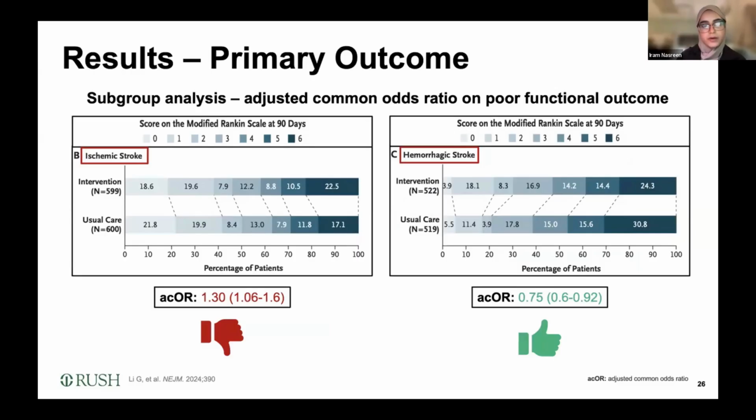And then for patients in the hemorrhagic stroke group, they had an adjusted common odds ratio of 0.75 with a 95% confidence interval of 0.6 to 0.92, meaning that it was more likely for them to have better functional outcomes if they did receive pre-hospital blood pressure reduction.